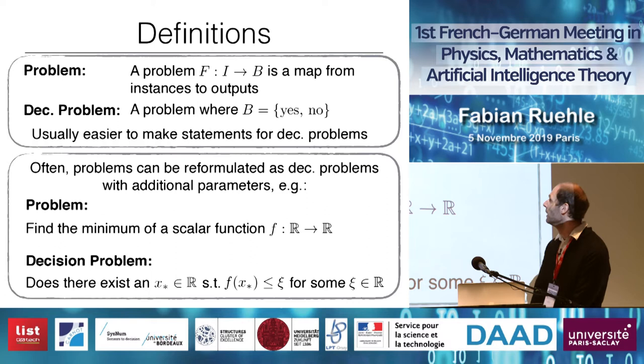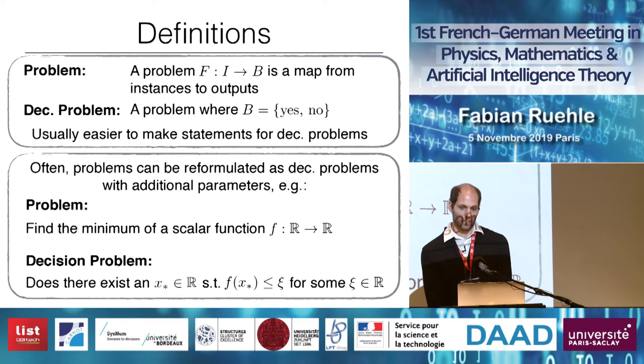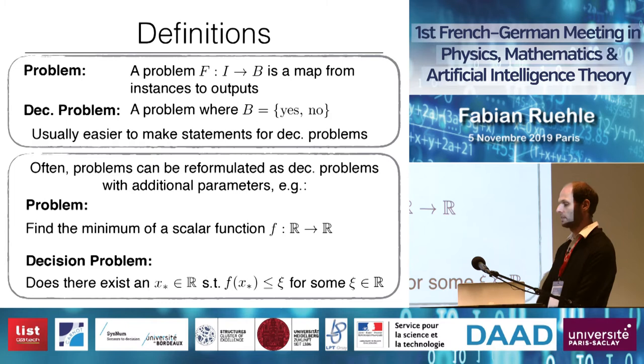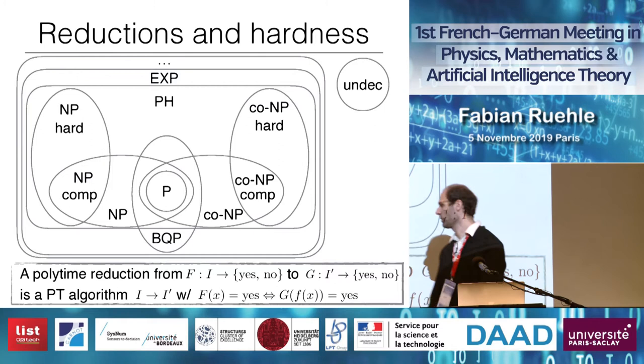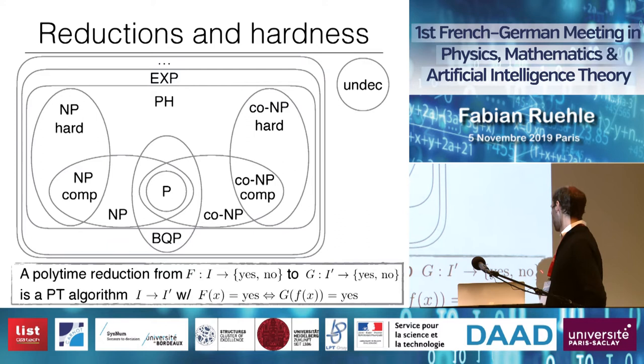And now you can use this to make what's called a polynomial time reduction, to make statements about how hard several problems are to solve. So a polynomial time reduction from some decision problem f to some other decision problem g is a polynomial time algorithm which maps the instances I of f to the instances I prime of g, such that f of I is yes if and only if g of the mapped instance is also yes. So you can use this to map essentially one decision problem to another.